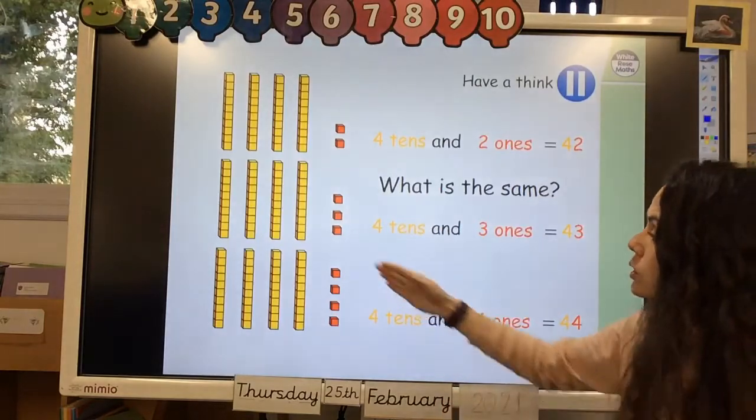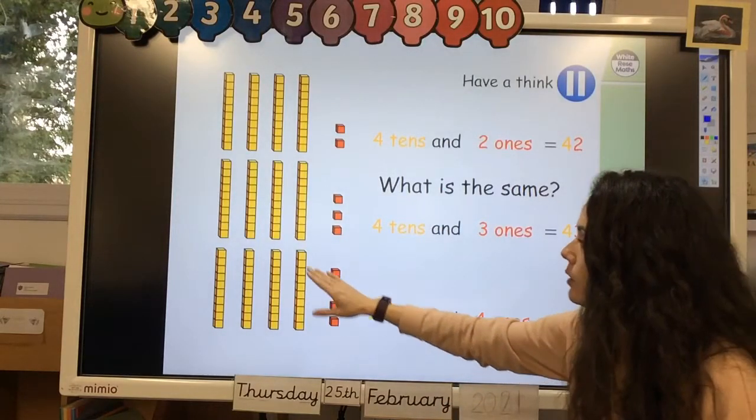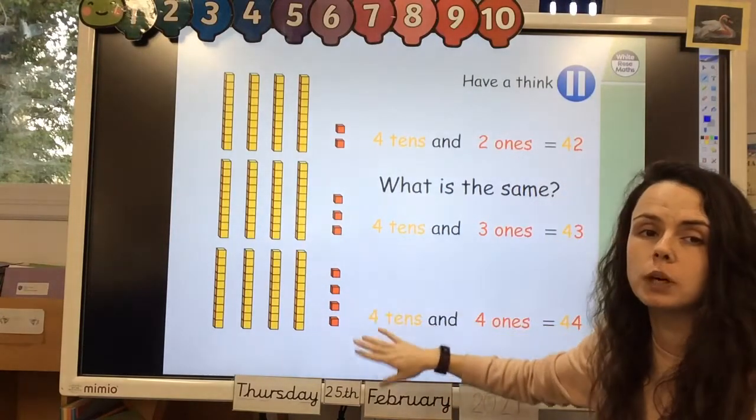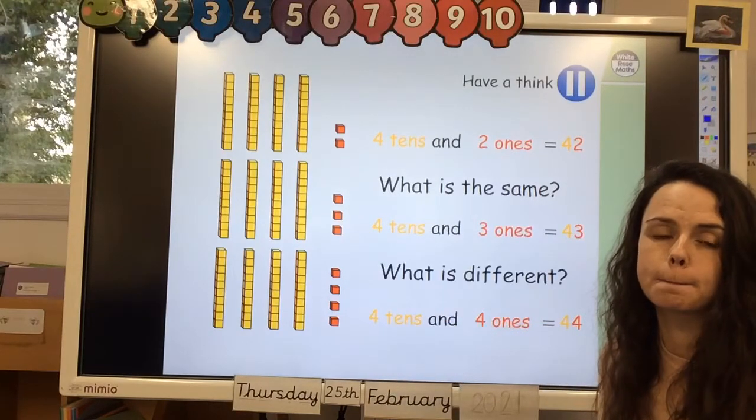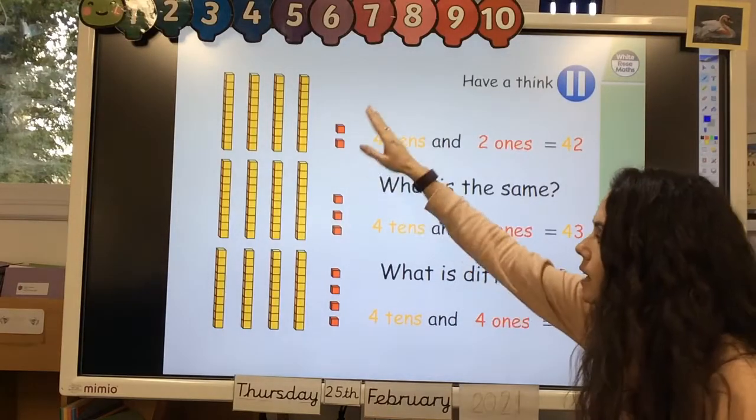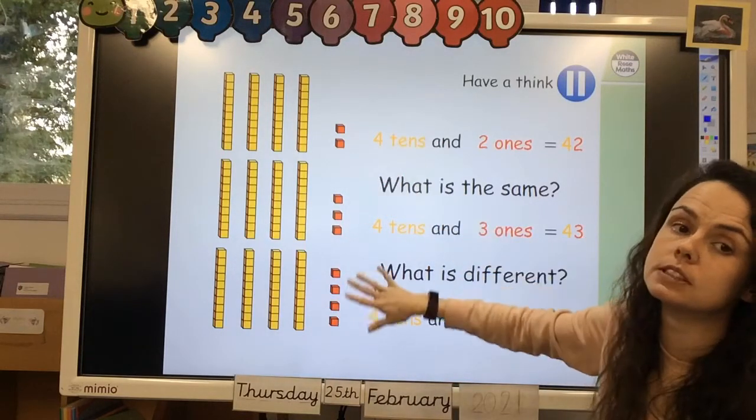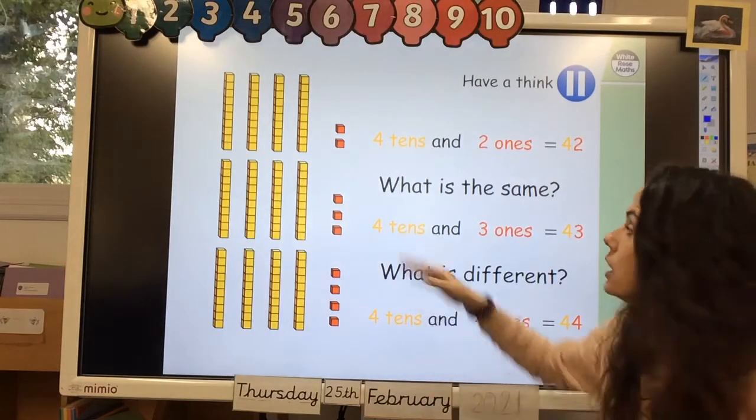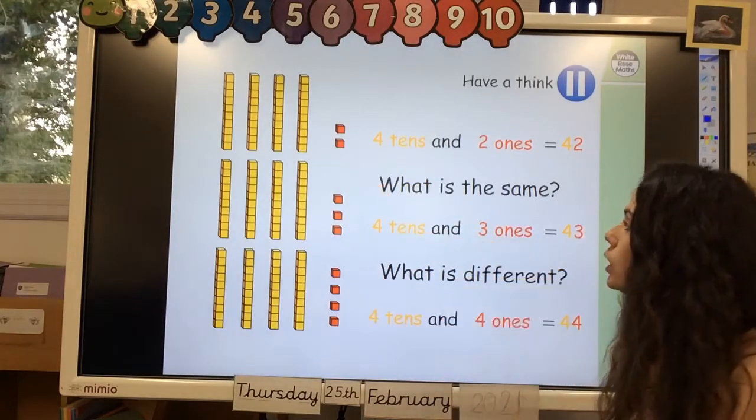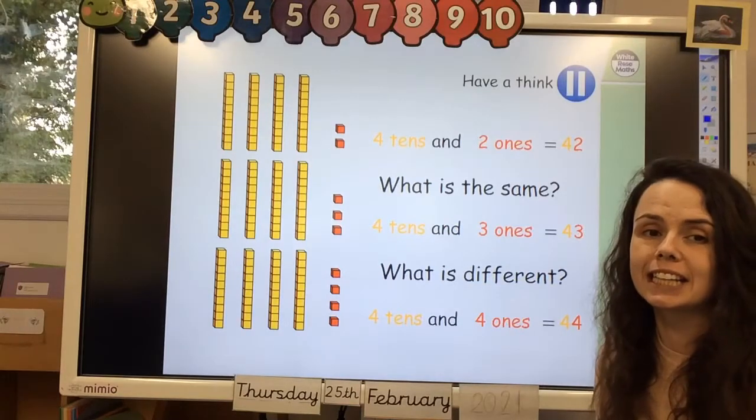Now down here we've also got another number, 4 tens and 4 ones. So that's 44. Now what's different? They all have the same amount of tens. What about the ones? The ones, well done, they're getting bigger. We had 2, 3, and now we've got 4. So that's what's different. Right, well done, Year 1.